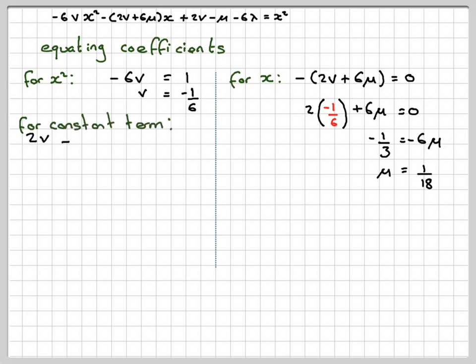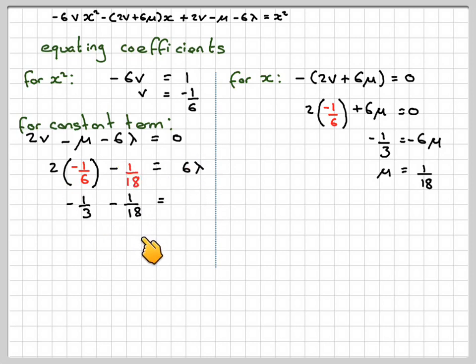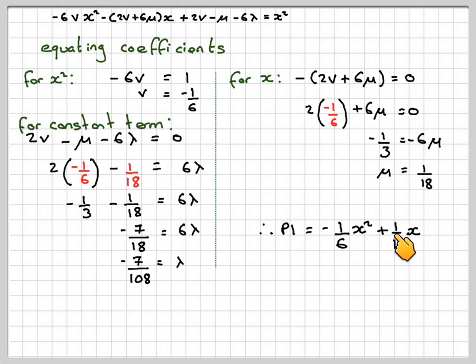For the constant term, 2v minus mu minus 6 lambda is equal to 0, because there is no constant term on this side. So I've got the value of v and mu, substitute in, so we get 2 times minus 1/6 minus 1/18 is equal to, taking that over there, 6 lambda. Working this out, we're going to get minus 1/3 minus 1/18 is equal to 6 lambda. Then minus 7 over 18 is equal to 6 lambda, and lambda will be minus 7 over 108. Therefore, the particular integral will be minus 1/6 of x squared, my value of v, plus my value of mu, 1/18 of x, plus my lambda, minus 7 over 108.